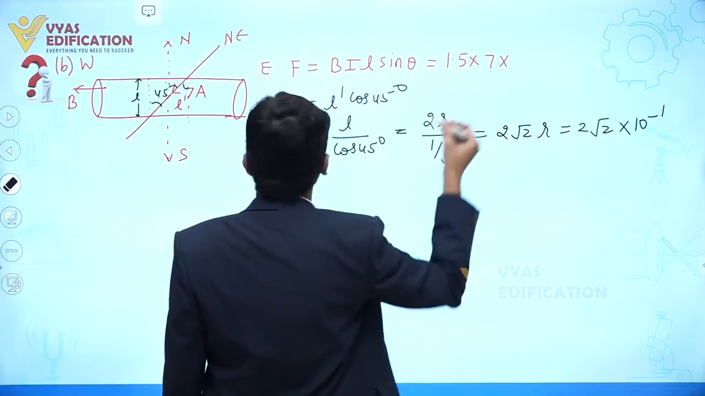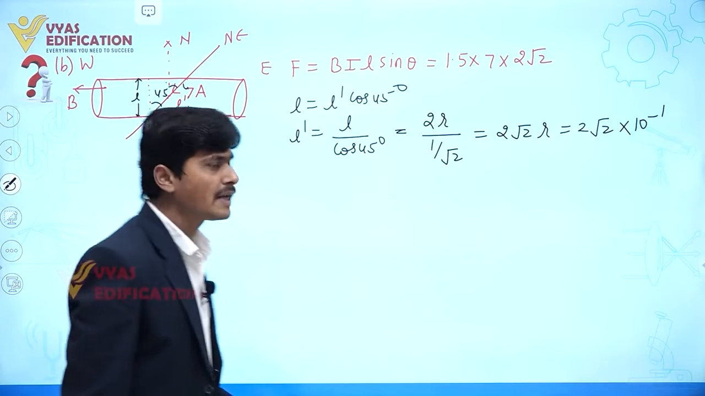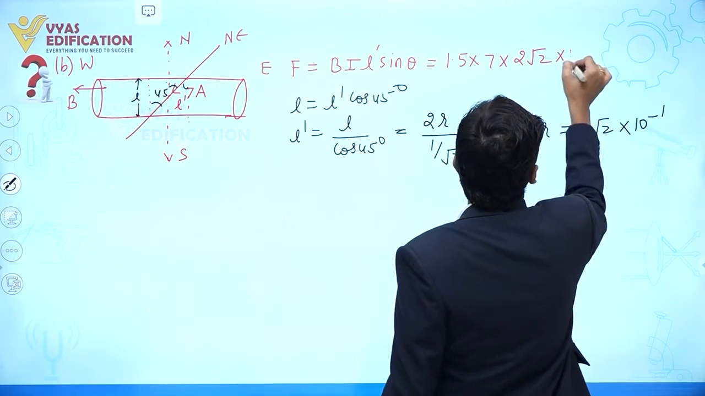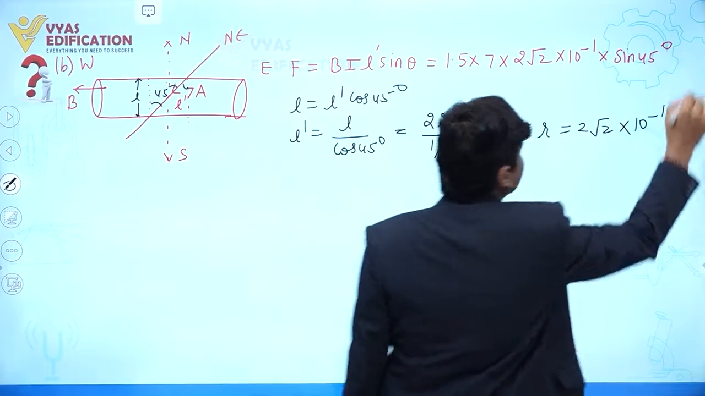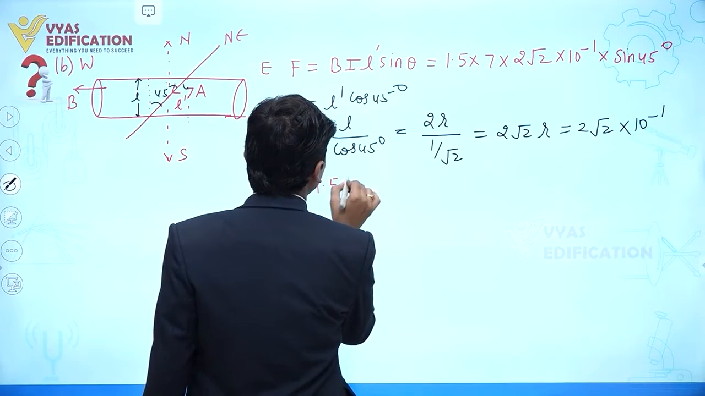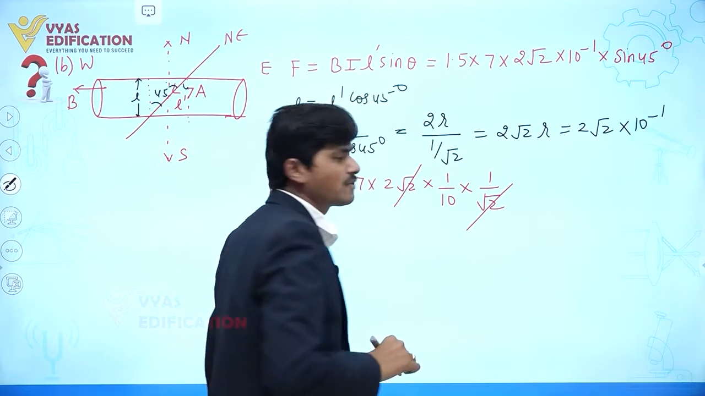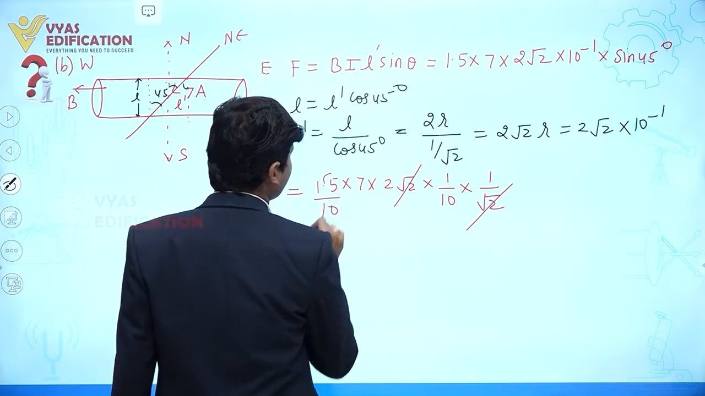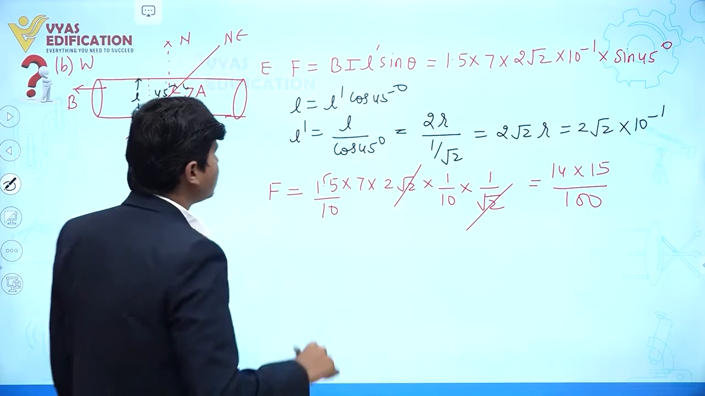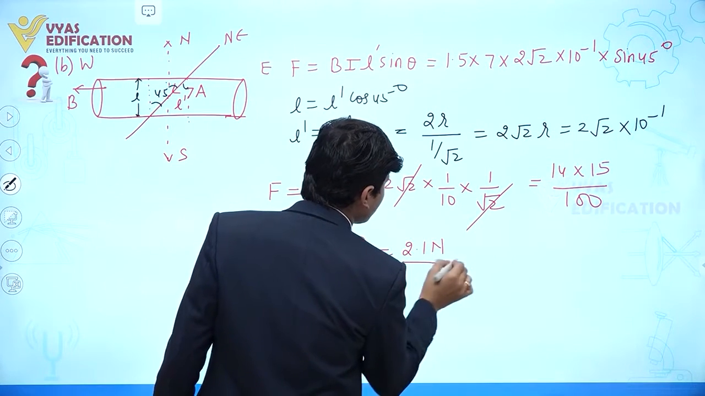So we can place this value here. Here we will take not L, this is L dash, and sin theta. So 2 root 2 multiplied by 10 to the power minus 1 and sine of 45. So the force acting on the current carrying wire is given by 1.5 multiplied by 7 multiplied by 2 root 2 multiplied by 1 by 10 multiplied by 1 by root 2. This one and this one cancel out. So we have 14 multiplied by 15 divided by 100. If you multiply it, F is 210 divided by 100, and we get the magnitude 2.1 Newton.